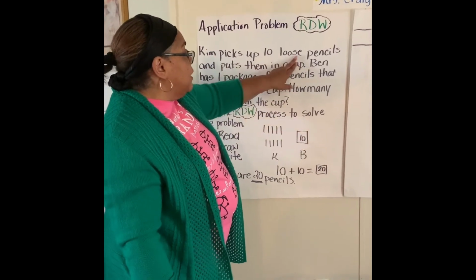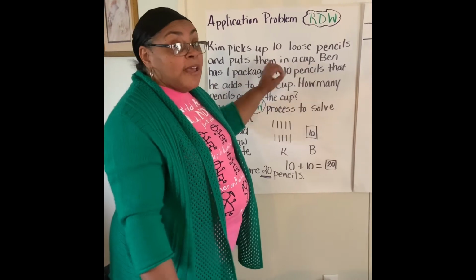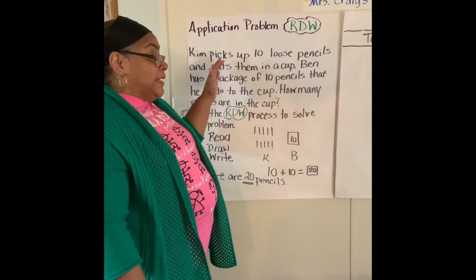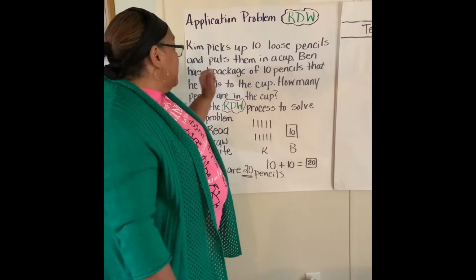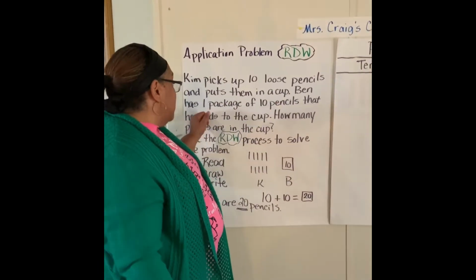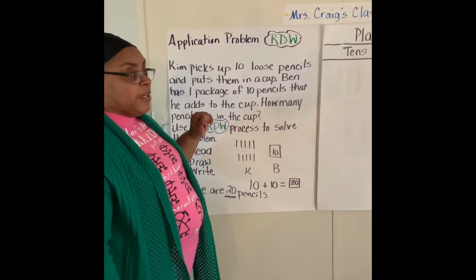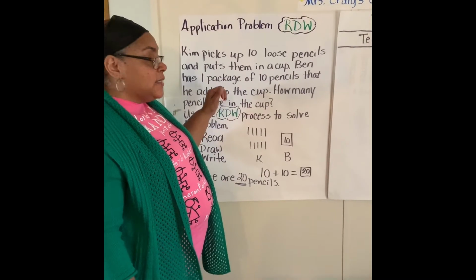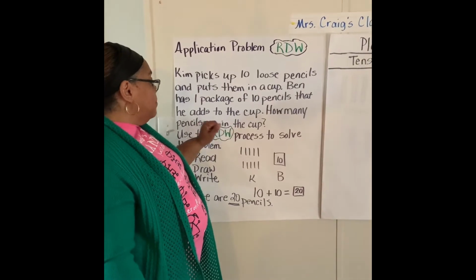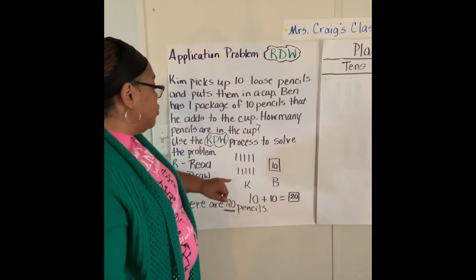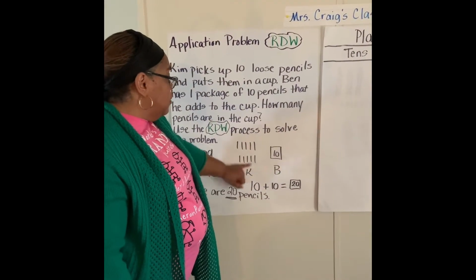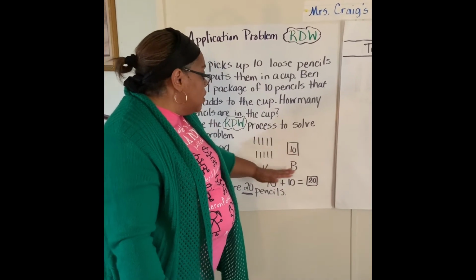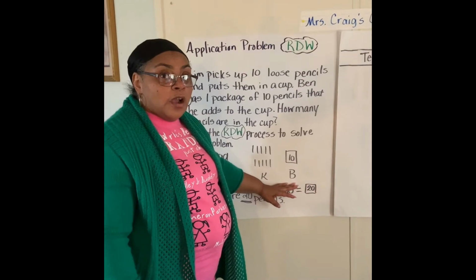Kim picks up 10 loose pencils and puts them in a cup. How many loose pencils did Kim have? 10. Very good. Ben has one package of 10 pencils that he adds to the cup. How many pencils did Ben have in his package, boys and girls? 10, correct. How many pencils are in the cup? So we're going to draw Kim's 10 loose pencils, and then we're going to draw Ben's pack of pencils. So did we draw something, boys and girls?